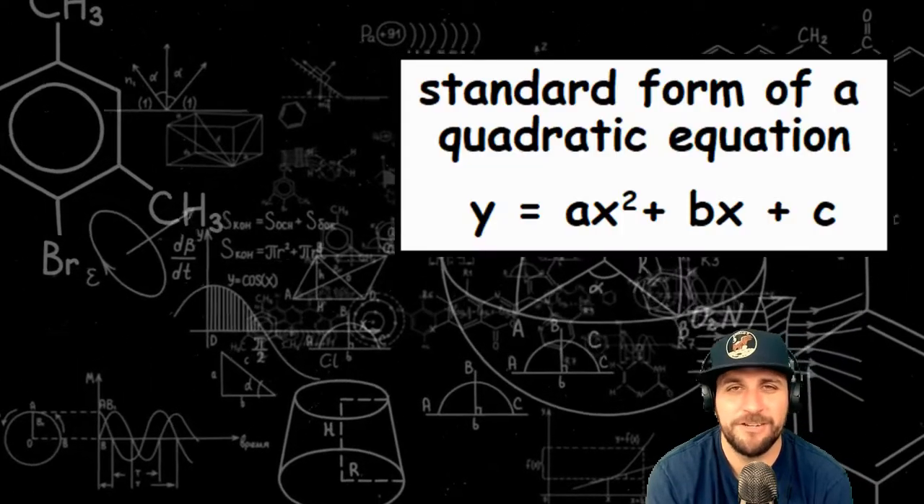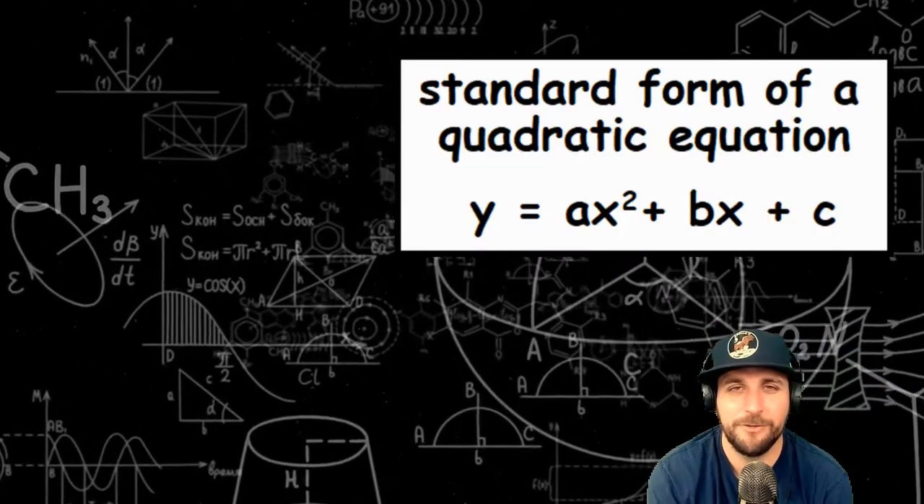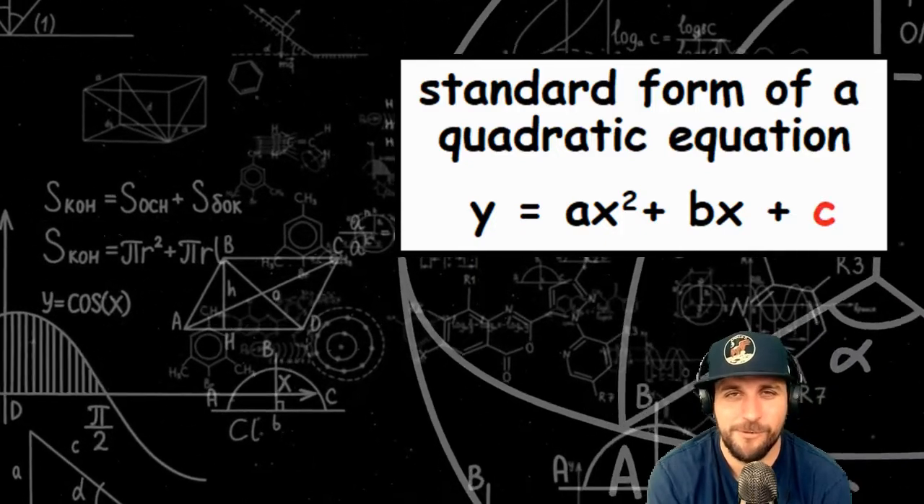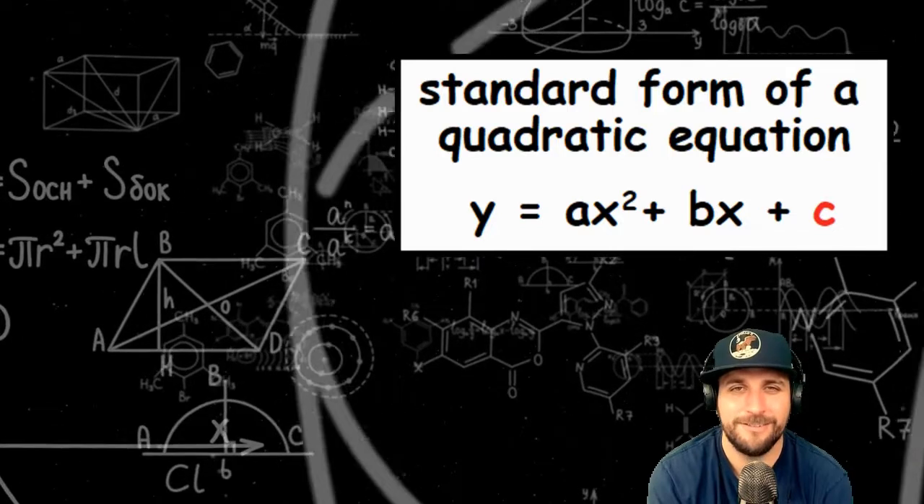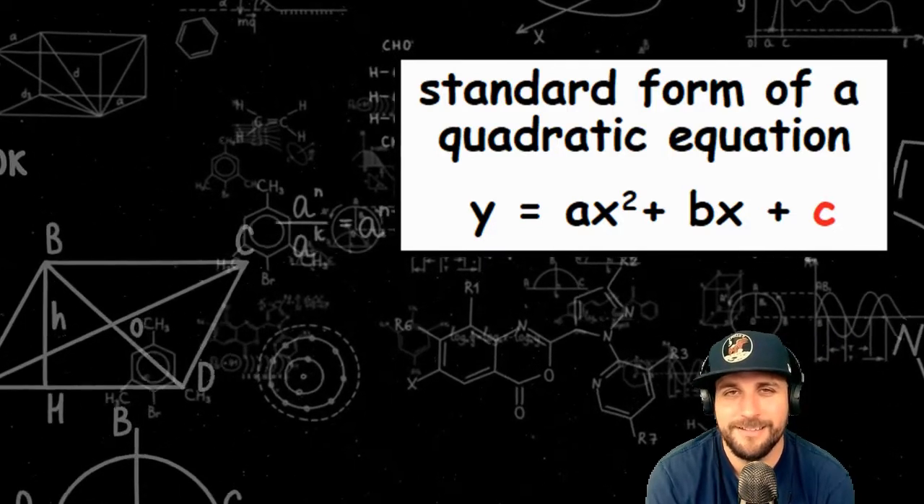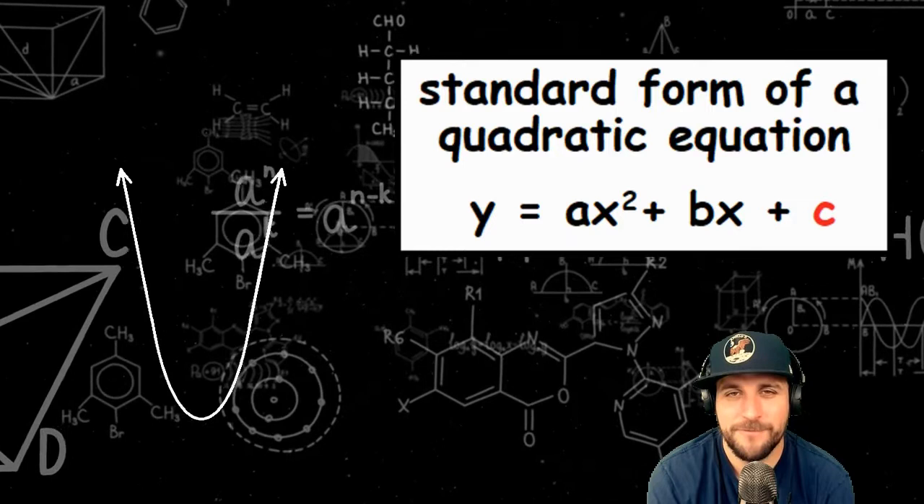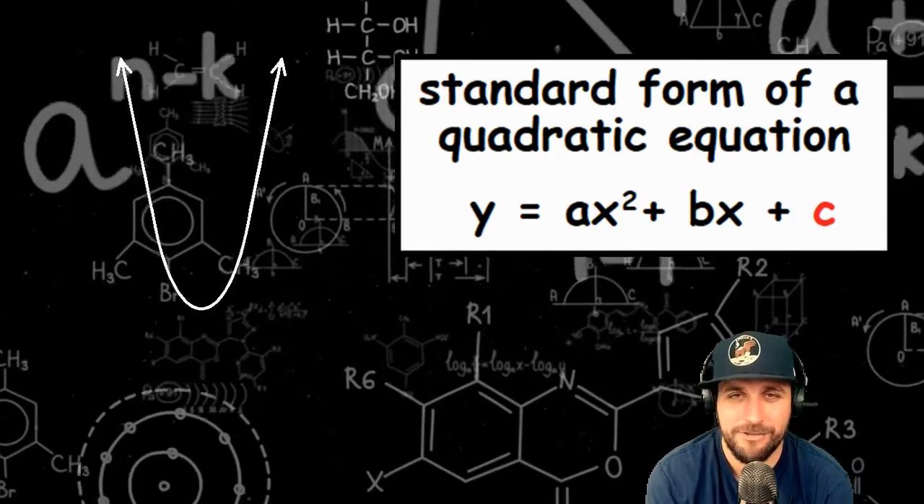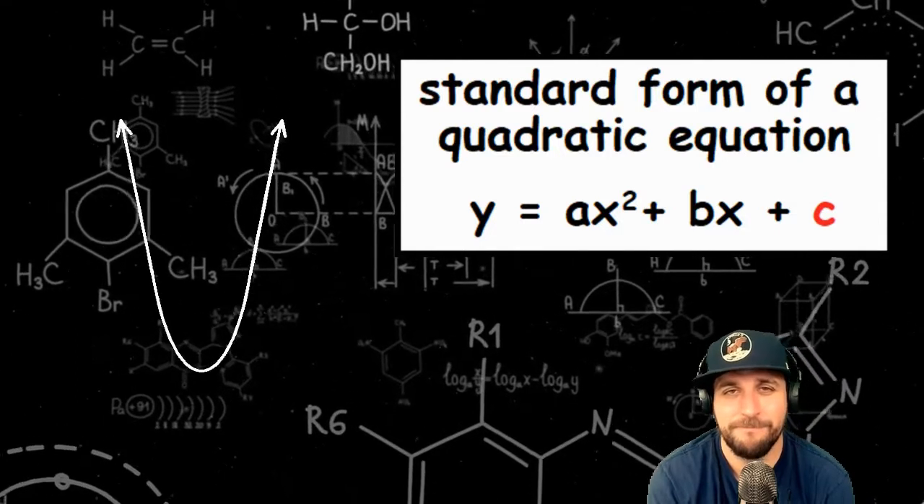The last transformation we're going to talk about is the vertical positioning of a parabola. C, when it's written in standard form, controls where it is, vertically speaking. C, we remember, was our y-intercept. So if I increase c, my parabola will shift up. And if I decrease c, it'll shift down.